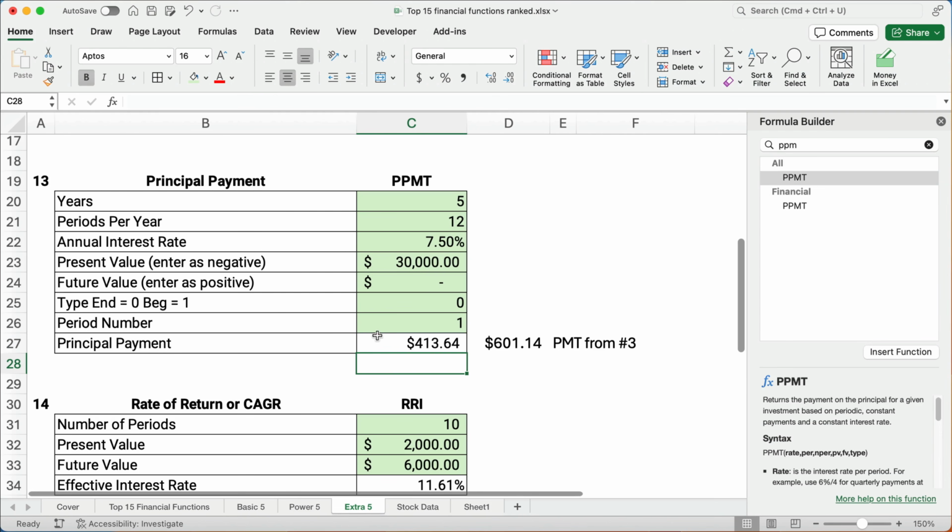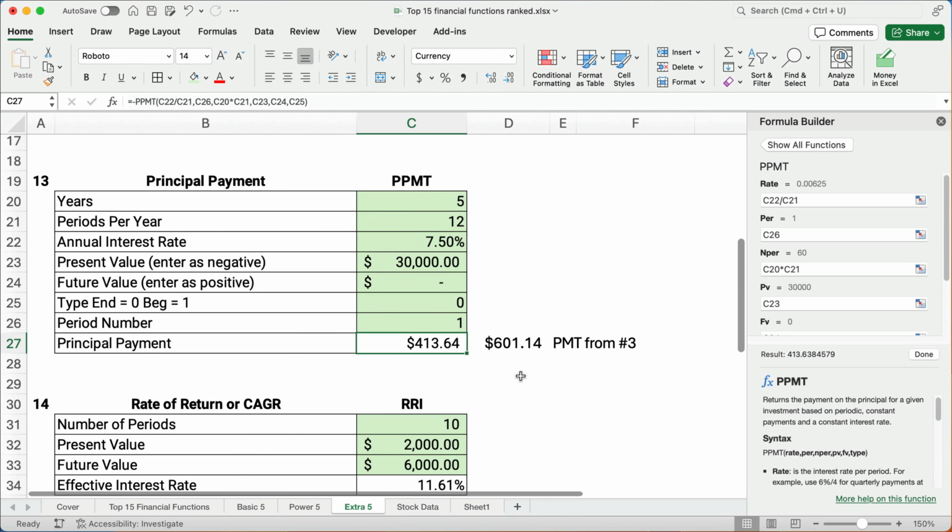So $413. Now, here's what this says. You're going to make a payment of $601 every month. The very first payment, you're going to pay off $413 of the loan. That means the other $180 or so is going to be interest. And so you can do the math on that if you want to subtract that out.